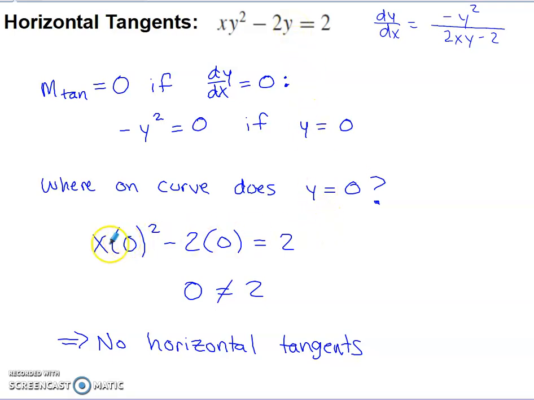When we do that, we get x times 0 squared, that's x times 0, that is 0. And then we get minus 2 times 0. 0 does not equal 2. What that tells me is that there's nowhere on the curve where y is equal to 0. I don't get a corresponding x returned when I plug 0 in for y. So that tells me that I have no horizontal tangents.